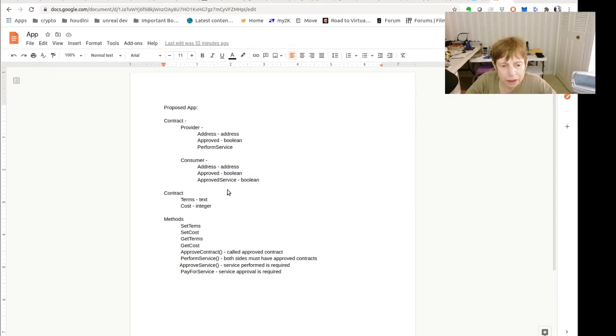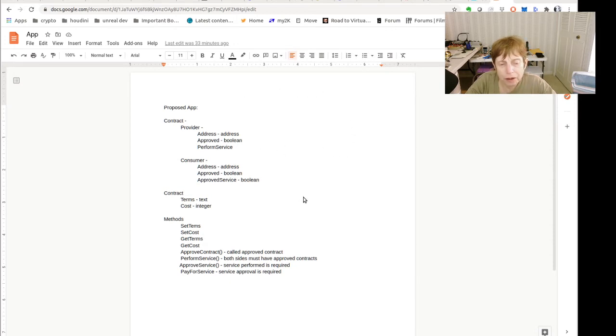And then we have our methods. So set terms, set cost, get terms, get cost, approve the contract, perform the service, approve the service and pay for the service. Now we also need a set cost and a set terms. Oh, we do have that. Sorry, there's something else we thought we needed. Nope, I think we're pretty much okay.